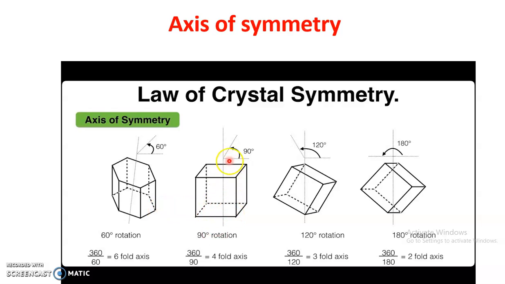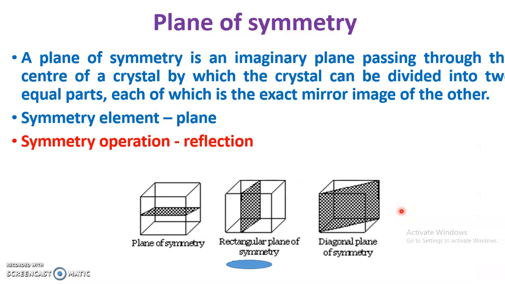Then this is a fourfold axis of symmetry, 360 divided by 90, fourfold axis. Then this is a threefold axis, 120 degree rotation gives the same appearance. This is a twofold axis, 180 degree rotation gives the same appearance.